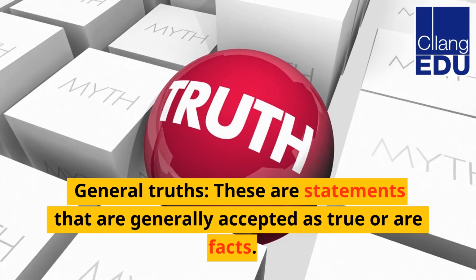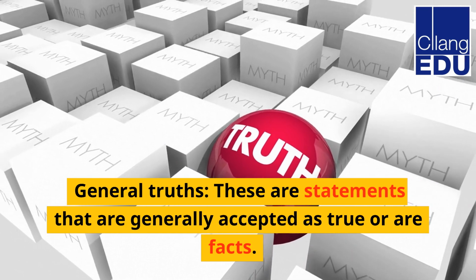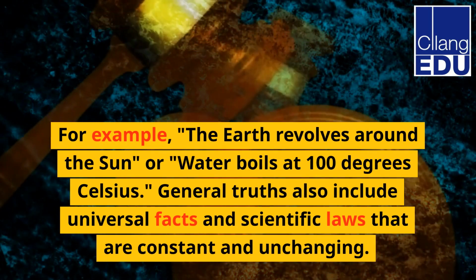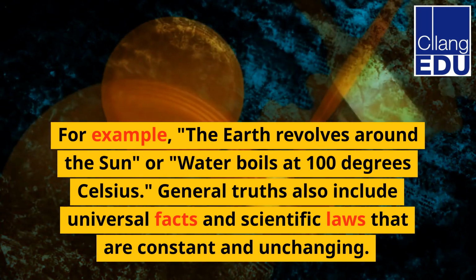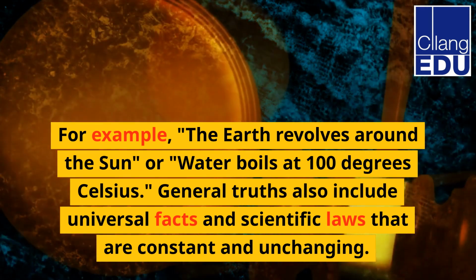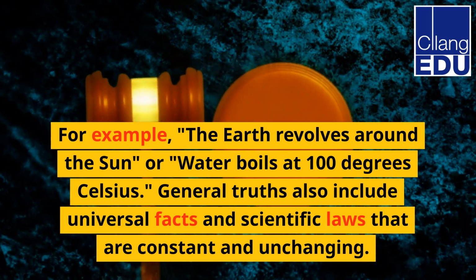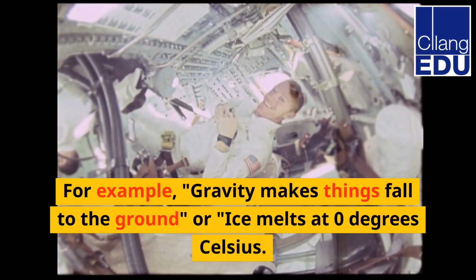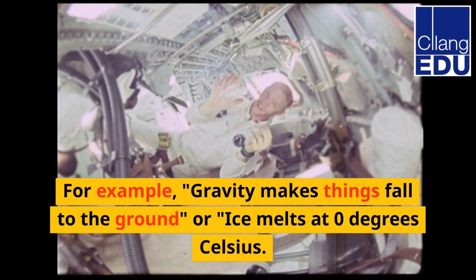General truths. These are statements that are generally accepted as true or are facts. For example, the Earth revolves around the Sun, or water boils at 100 degrees Celsius. General truths also include universal facts and scientific laws that are constant and unchanging. For example, gravity makes things fall to the ground, or ice melts at 0 degrees Celsius.